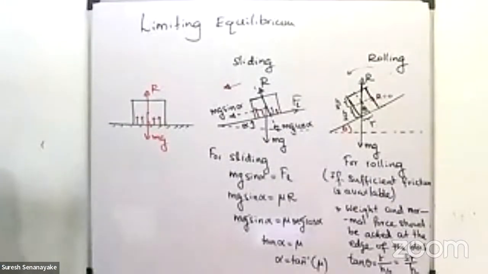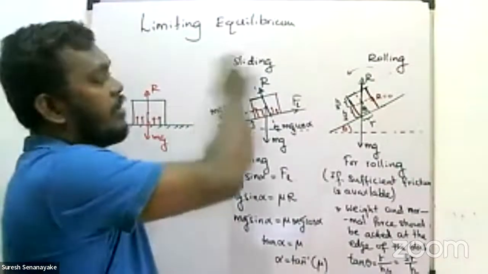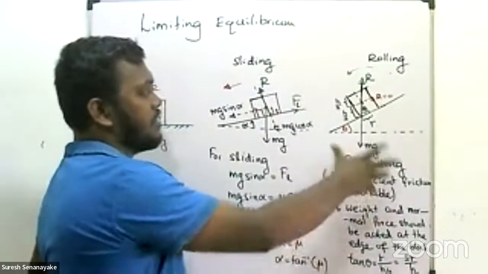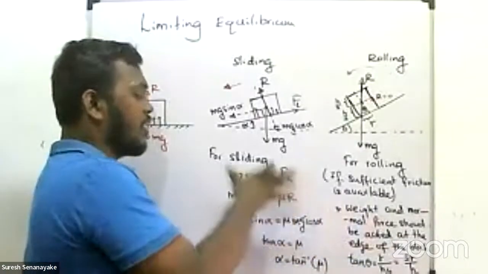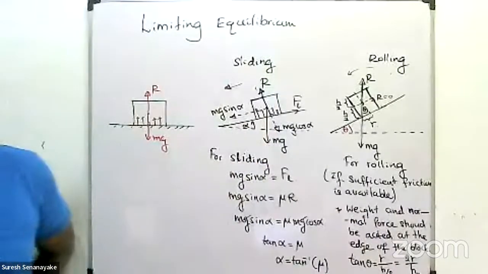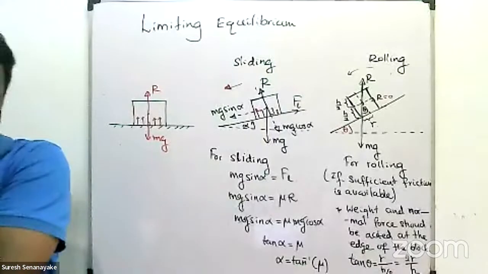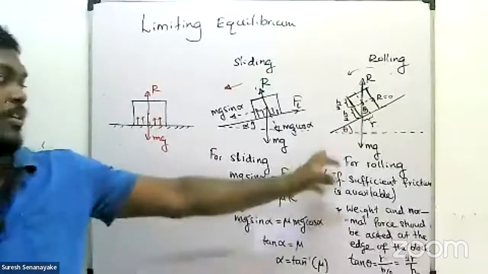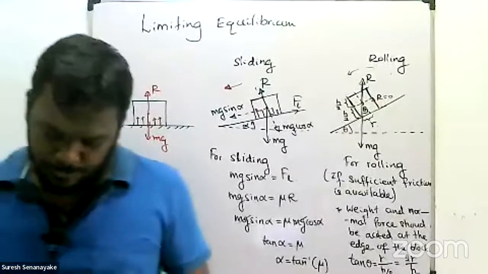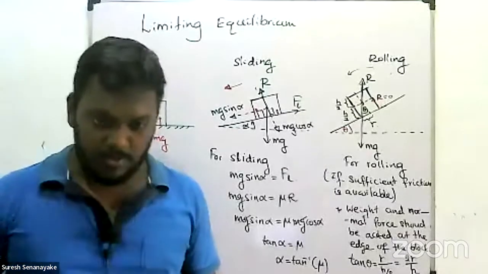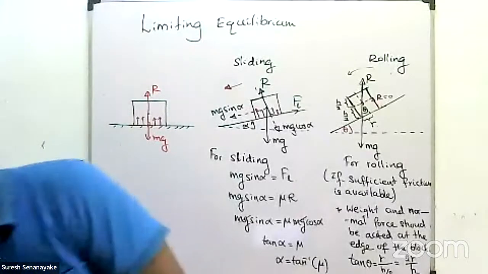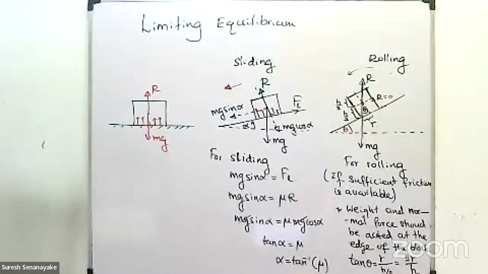So these two cases are limiting equilibrium cases. If sufficient roughness is there, only then can this be achieved. If not, it is rather sliding. That is the limit, because if it starts sliding it breaks the equilibrium situation. Here also, if you increase further, it can roll down. Understand this clearly, right?